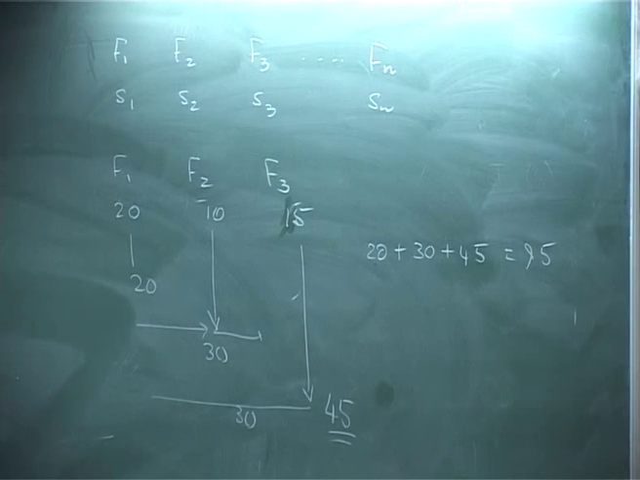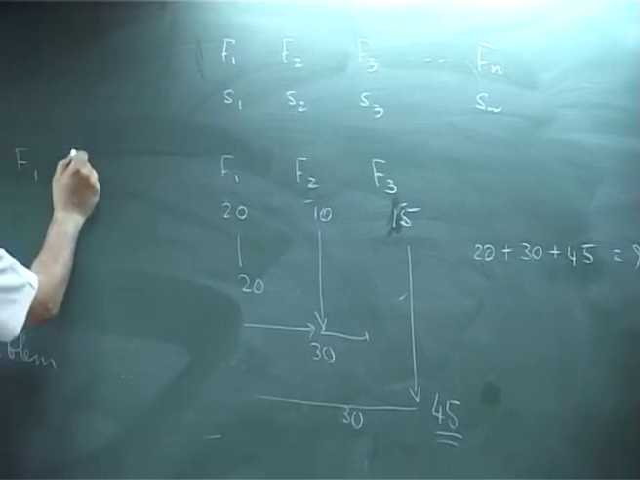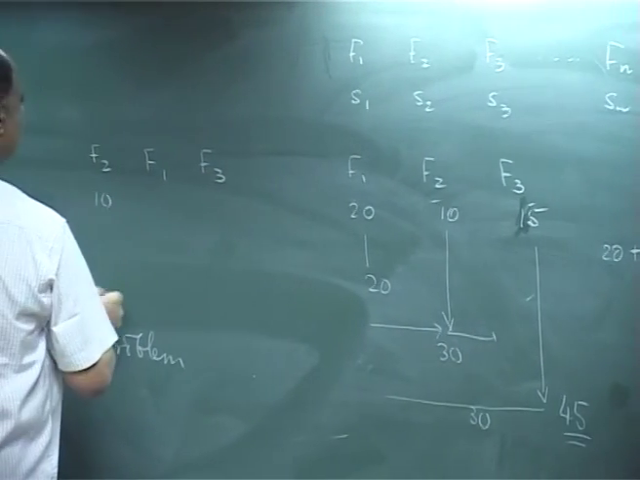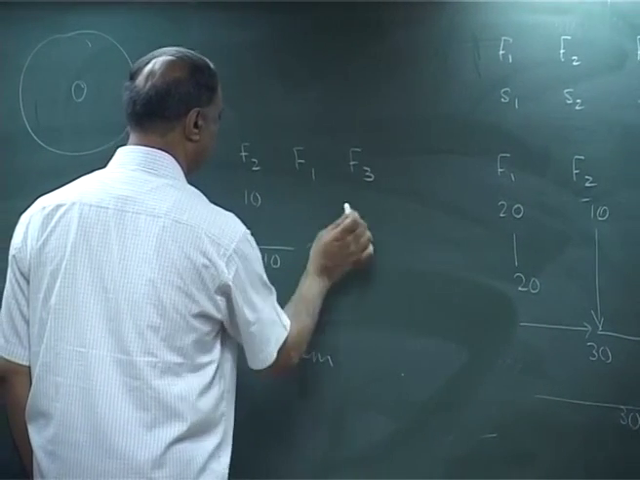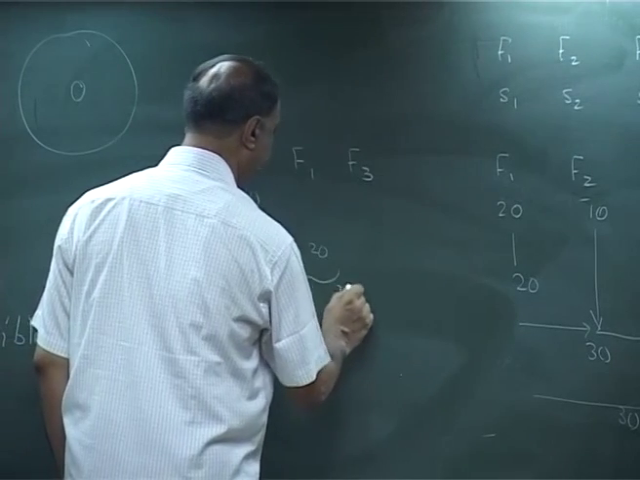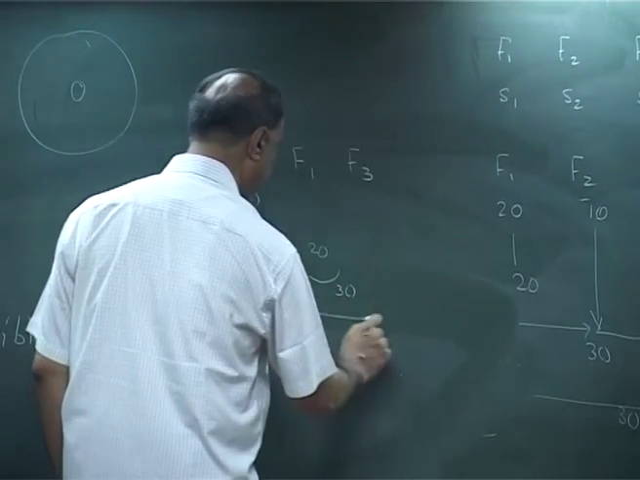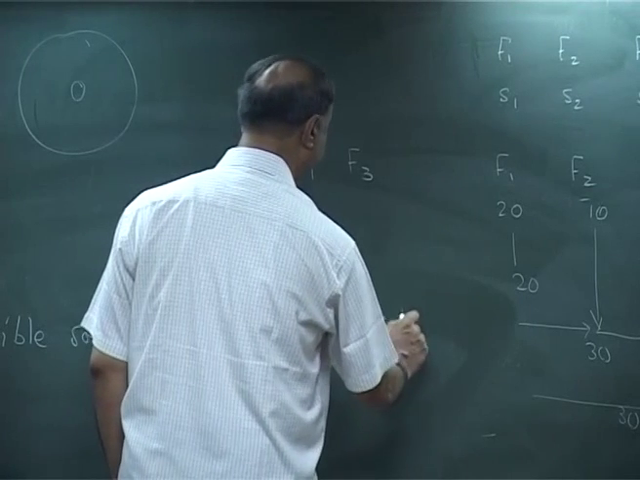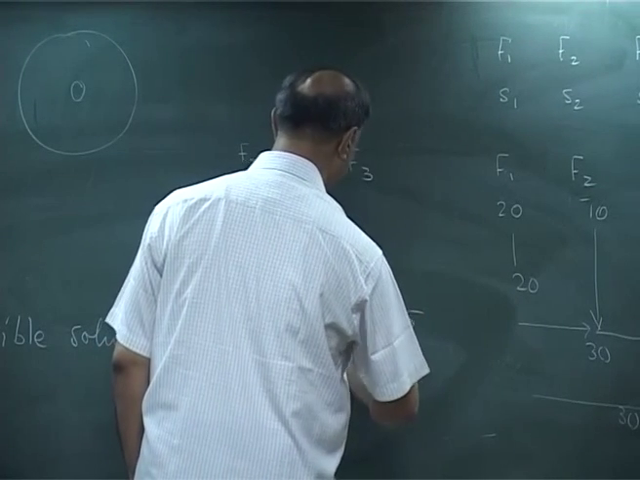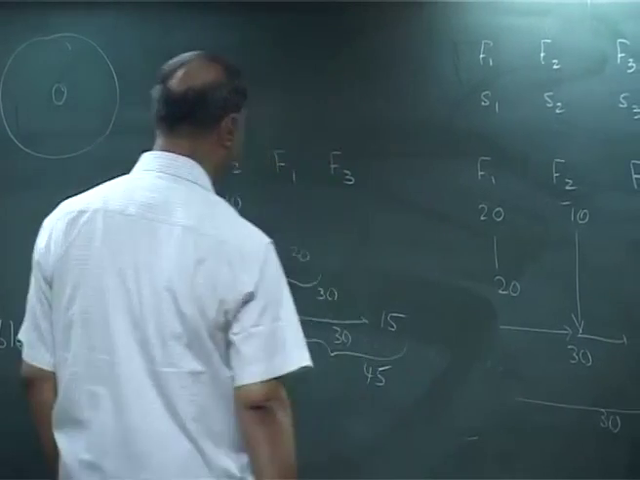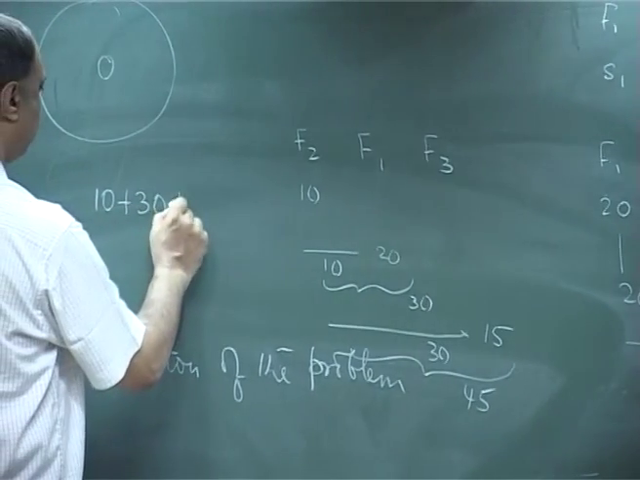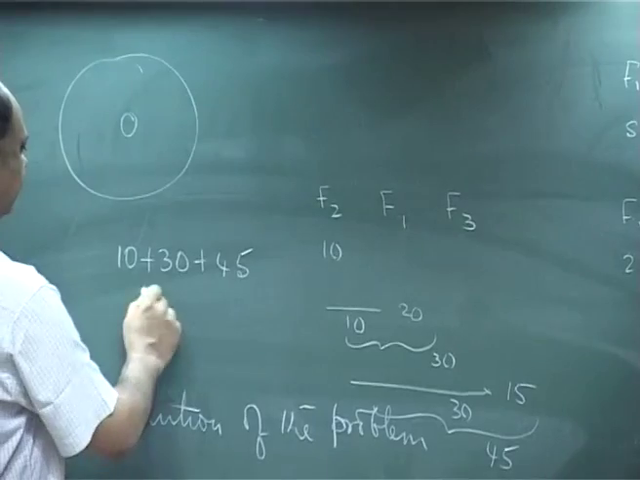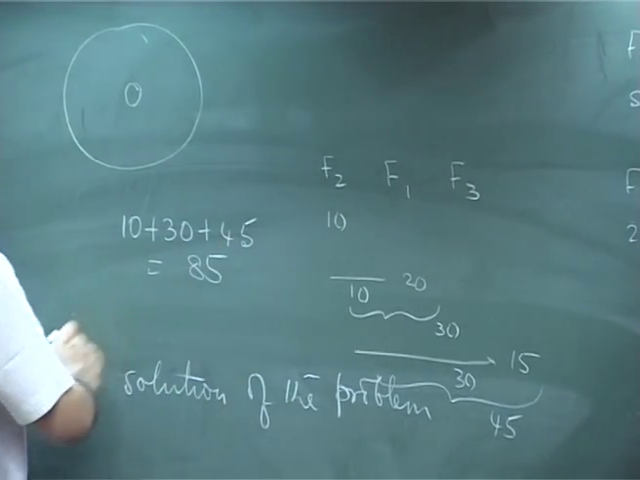Now, if I think the other way, that I will store first F2, then F1, then F3, what happens? The first time it is 10, the second time it is 10 and then 20, so this becomes 30. The third time, these 30 movements plus 15, so this gives you 45. That means 10 plus 30 plus 45. This gives you 85 record movements.